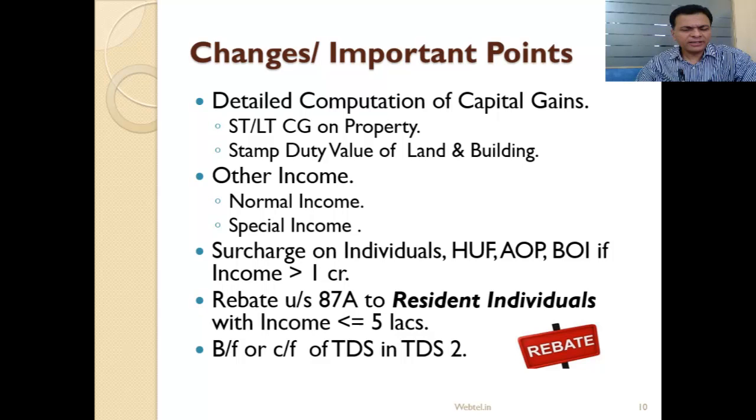And as you are aware, there is surcharge on individuals, HUF, AOP, BOI, etc. if income is greater than 1 crore, and also a rebate under section 87A for resident individuals with income up to 5 lakhs. Then brought forward or carried forward TDS is to be shown in TDS 2.